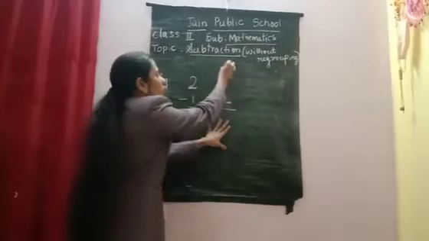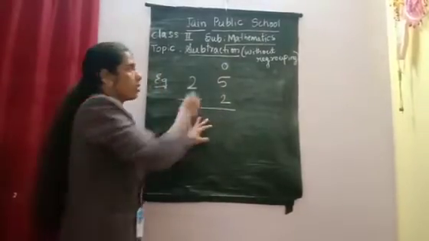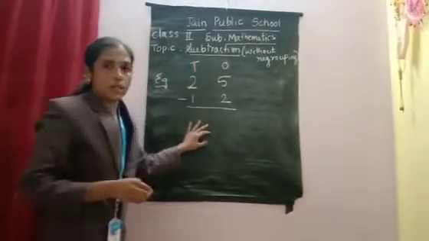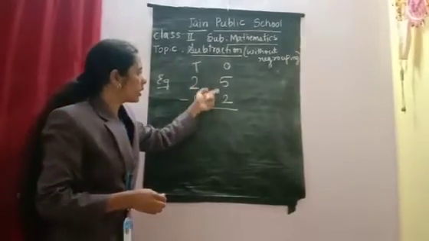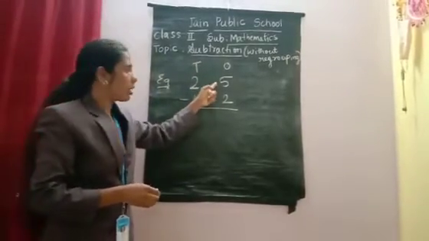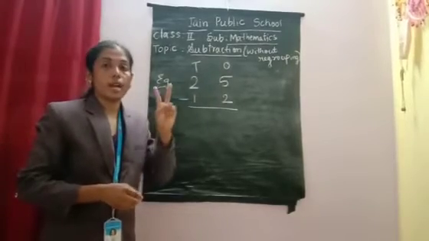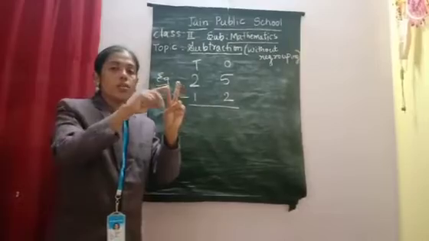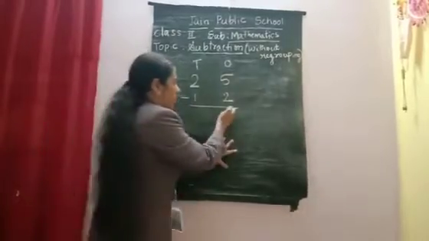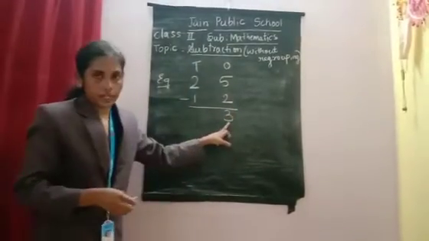Now, place values ones, tens. Understood? Now come to the place of ones first. Which is the bigger number here? 5 is the bigger number. 5 in your mind, 2 on your finger. 5 before number, count backward. That is 5 before 4, 3. The difference will be 3.